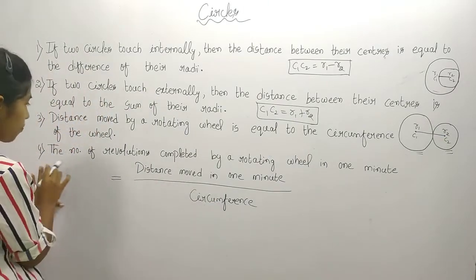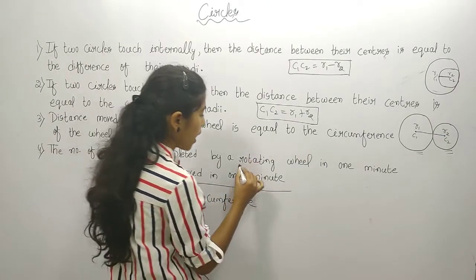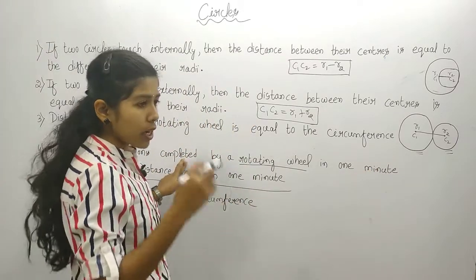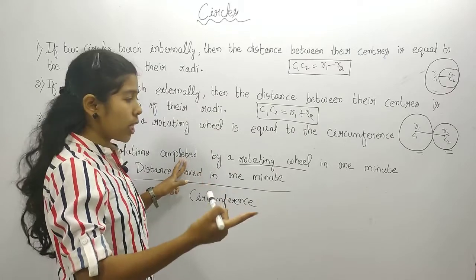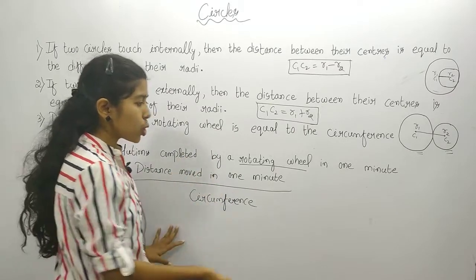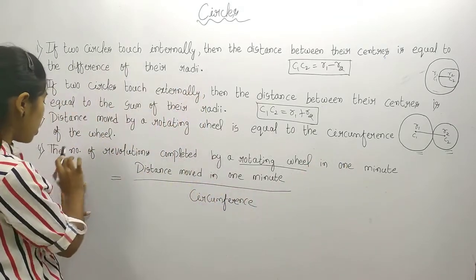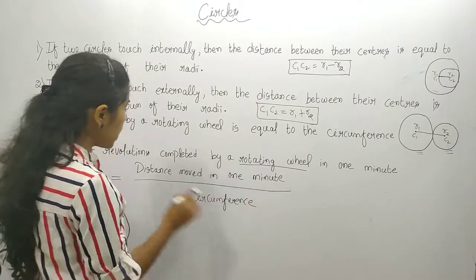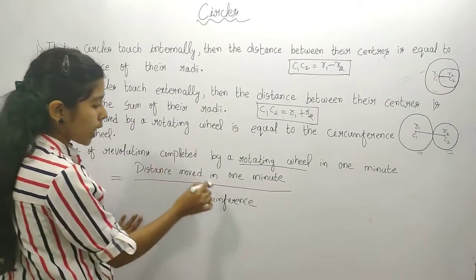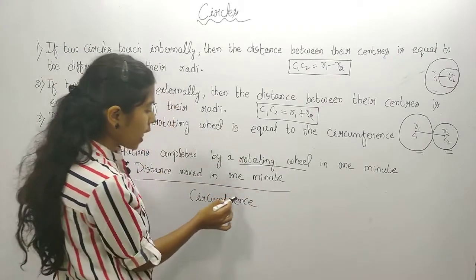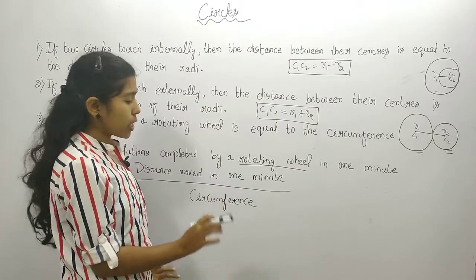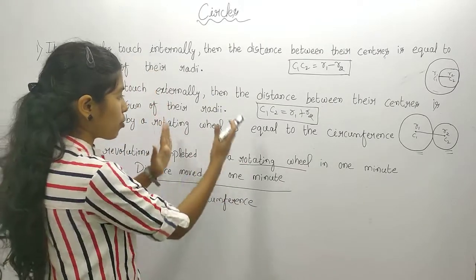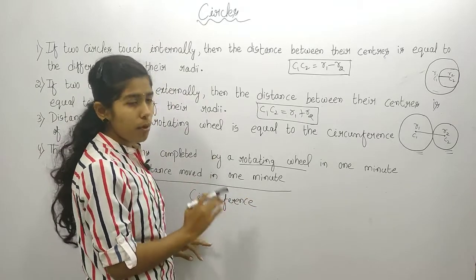Next, a rotating wheel. In 1 minute, it can complete one revolution, two revolutions, like that it can complete many revolutions. So in 1 minute, how many revolutions will a rotating wheel make? It is equal to the distance the wheel will move in 1 minute divided by the circumference of the wheel. So before solving the questions of circles, you have to know these formulas. You have to remember this.